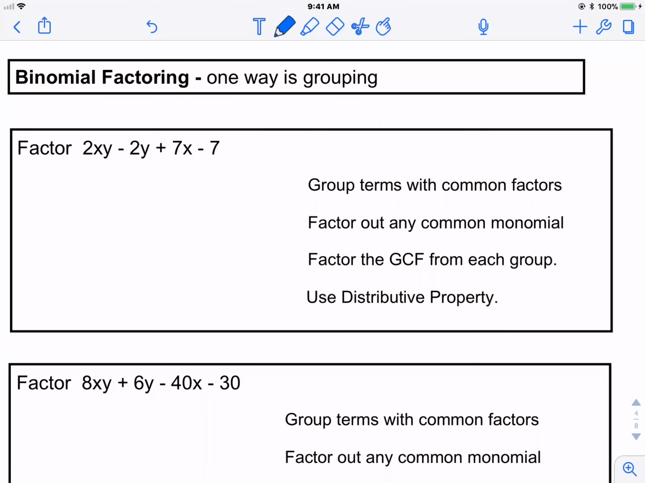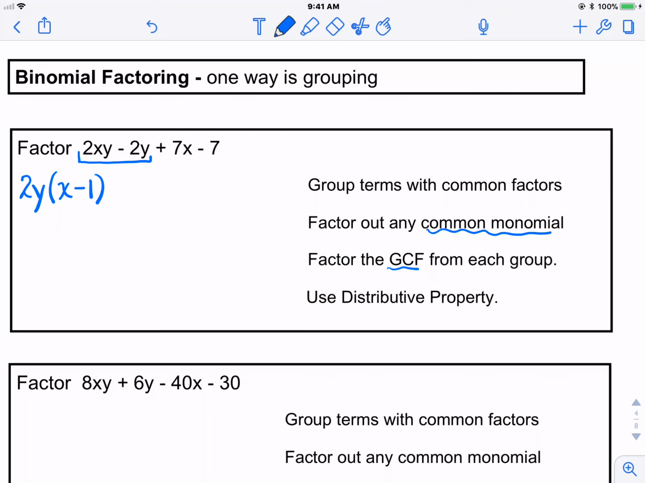So we're going to take a set of 4 terms, and this is a 4-term polynomial here, and we're going to group them with common factors. So I'm going to take the first 2 only and make a group. And in that first group, I recognize that their greatest common factor, or their GCF, for just that first group, is a 2 and a y. So I'm going to factor that out of that group, and that should leave me with an x minus a 1.